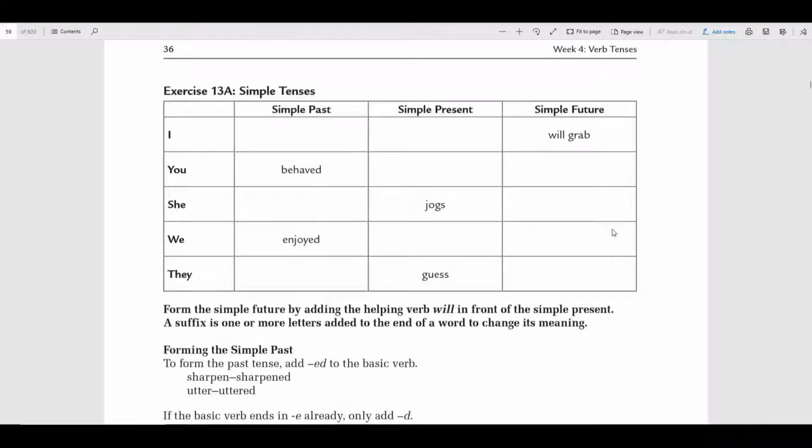All right, let's look here at this list. These are simple tenses: simple past, simple present, and simple future. Now, it says what to do here. Form the simple future by adding the helping verb will. It has to be in front of it. And then write a verb that means the past. I ran, perhaps. You can just put ran.